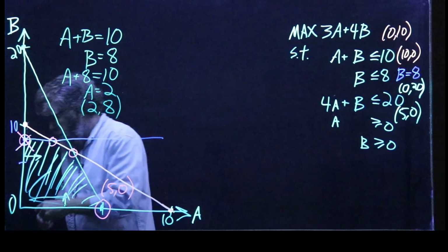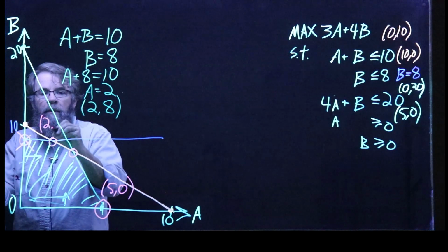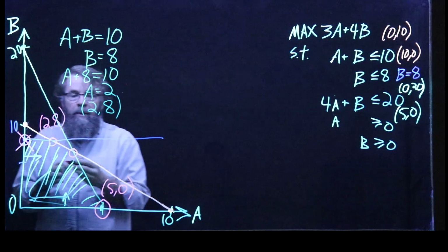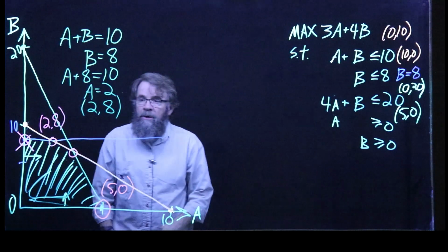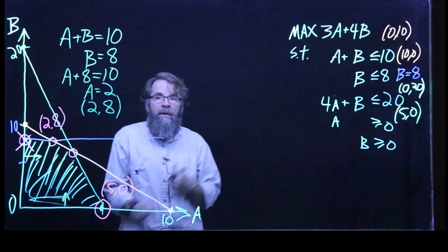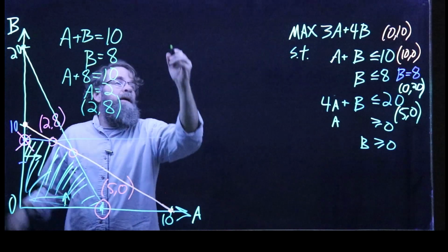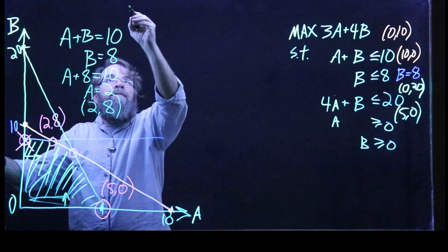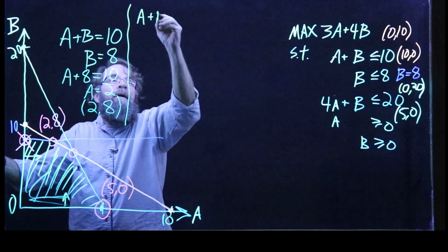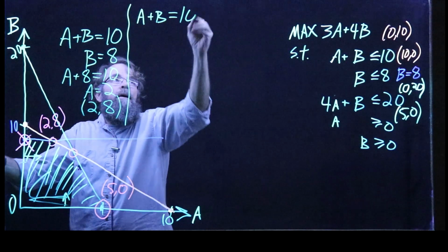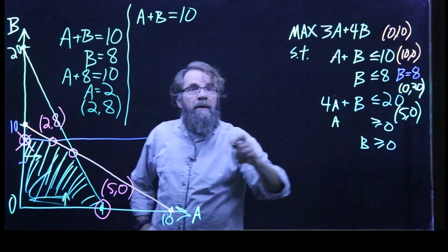So I guess I'm going to write the corner points in pink. So that's 2, 8. And the other point we need to solve for is where the orange and the green intersect. So the green, again, let me just draw a little line here to separate those. We have a plus b equals 10. And then our other constraint is 4a plus b equals 20.